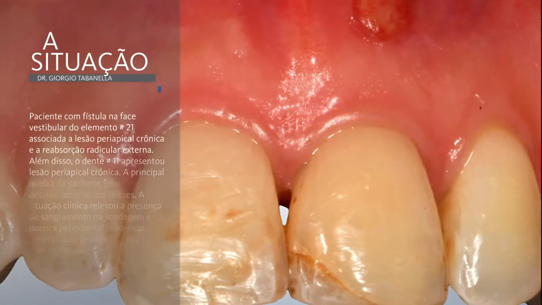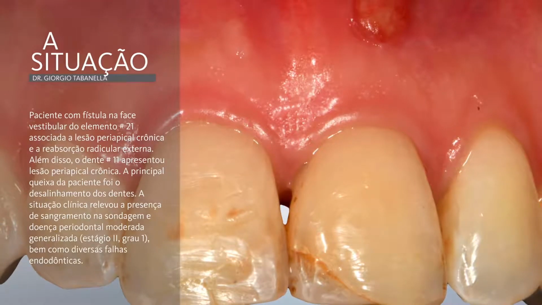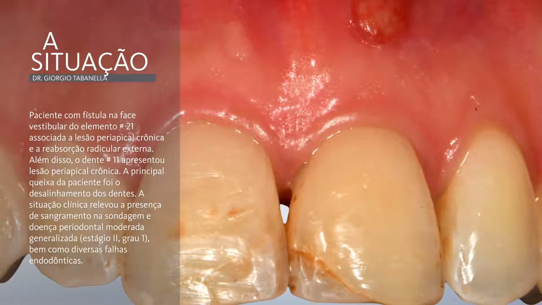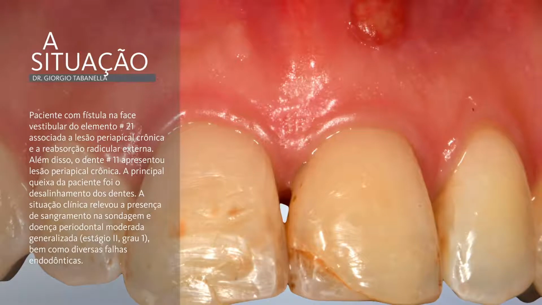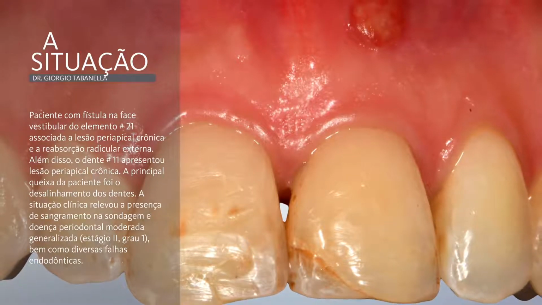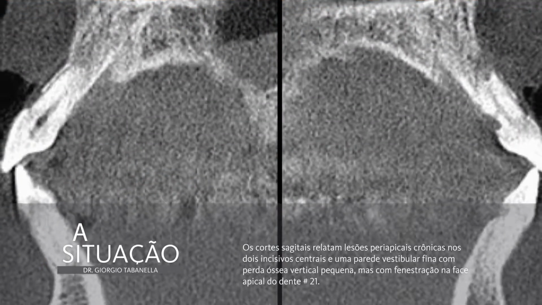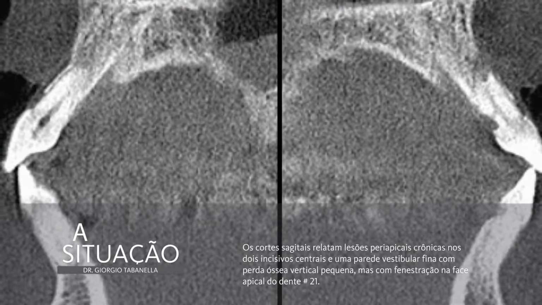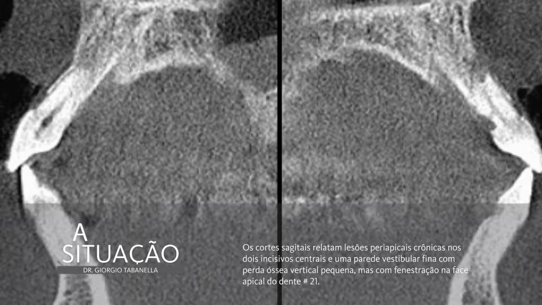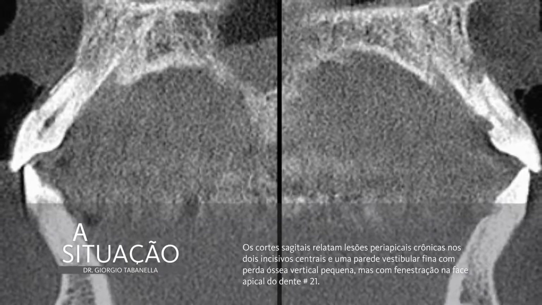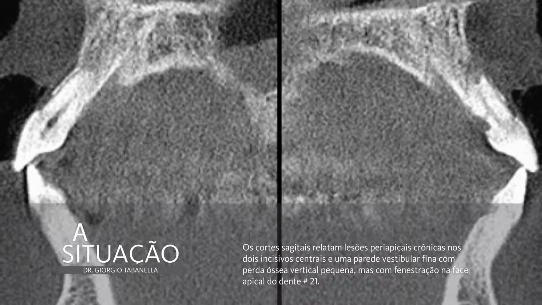This is a classic clinical situation where we're dealing with chronic periapical lesion and external root resorption on both central incisors associated with the fistula. The fistula is also creating a buccal fenestration, but the external root resorption is also quite visible on the sagittal cuts on the right hand side towards the palatal aspect.